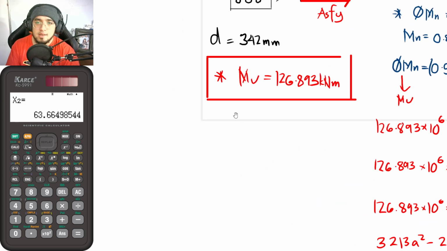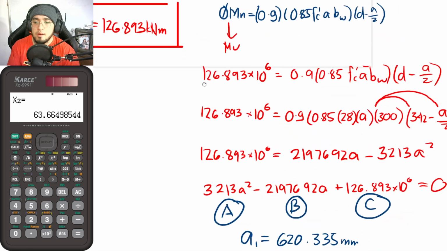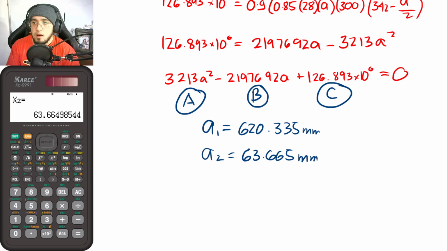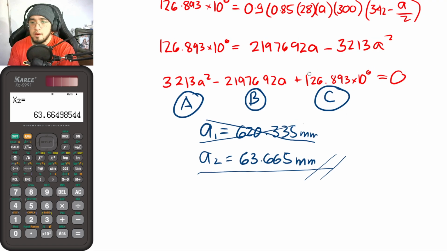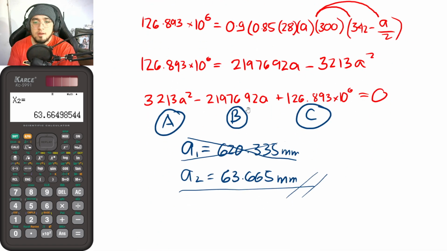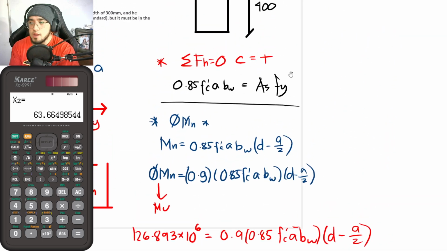Okay, so which one of these is the correct one? As you can see, guys, our depth is 342 mm, meaning that a compressive block of 620 is actually impossible. So from that, guys, we will now cross this out. And thus, the value of A that we will be using is 63.665. Okay, so from that, guys, if that is now 63.665, we can now substitute it into this equation in order for us to solve for the value of AS.